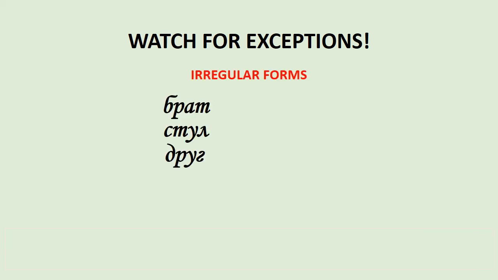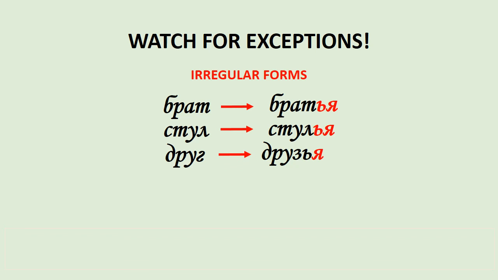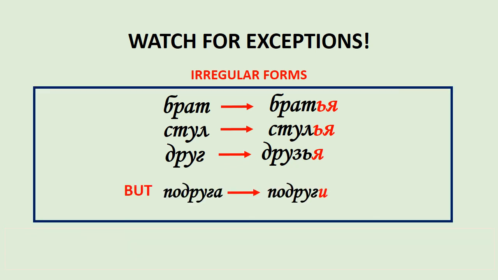Let's take a look at some more exceptions. Nouns like брат, стул, and друг have irregular plural forms. Братья, стулья, and друзья. But the word подруга, which is clearly related to друг, clearly follows the rule. Подруга, подруги. It has a hard stem, but gets an и at the end because of the 7-letter rule, which we will talk about next time.